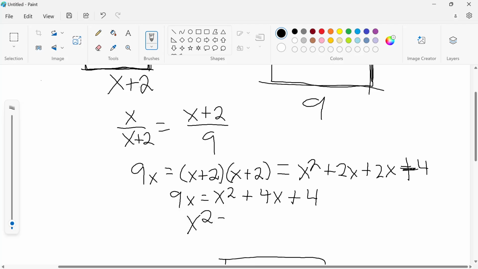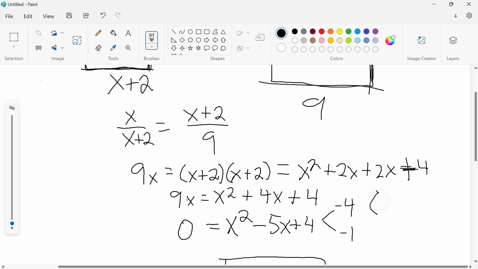I'm subtracting 9x from both sides. 0 equals x squared, 4x minus 9x is minus 5x, plus 4. So now I want to try to find factors of 4 that add up to negative 5. Well, negative 4 times negative 1. So I get x minus 4 times x minus 1 equals 0. Set each one equal to 0. I get x equals 4 and x equals 1.